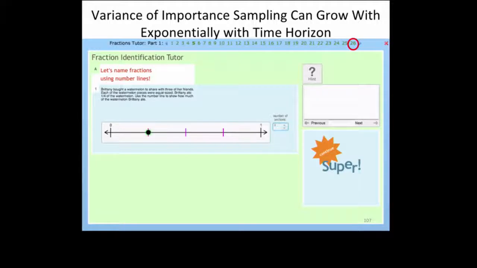So one of the things that we noticed when we were trying to do this is that we were thinking back to some of the application domains that we care about. This is a fractions tutor. I'll just give a brief aside of why I think about fractions so much in my applications.